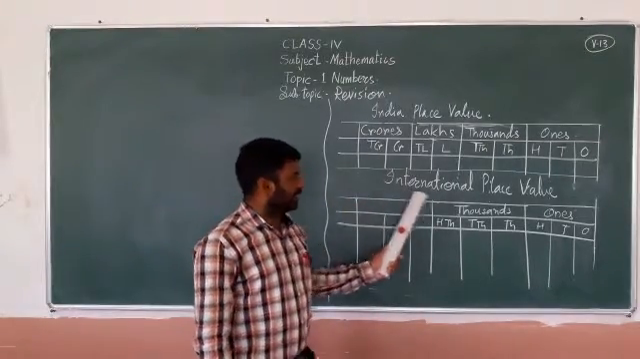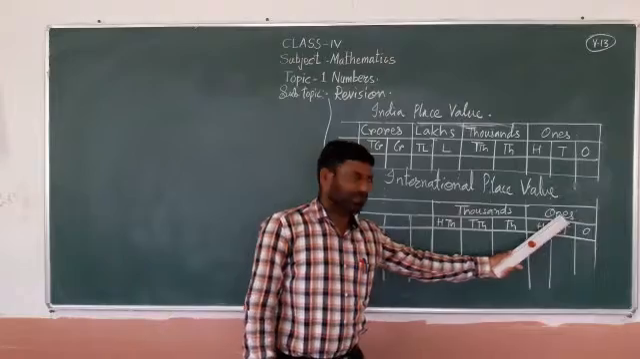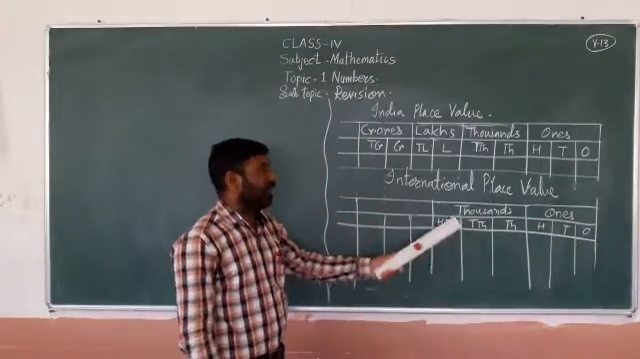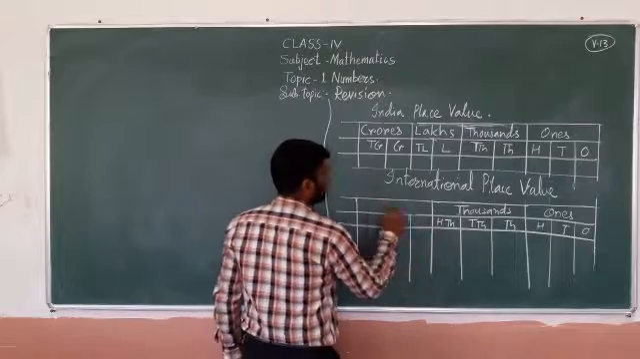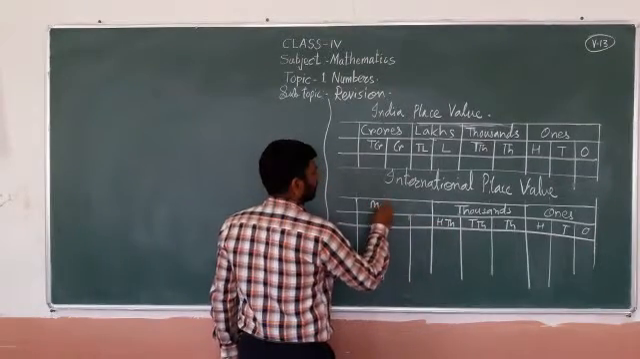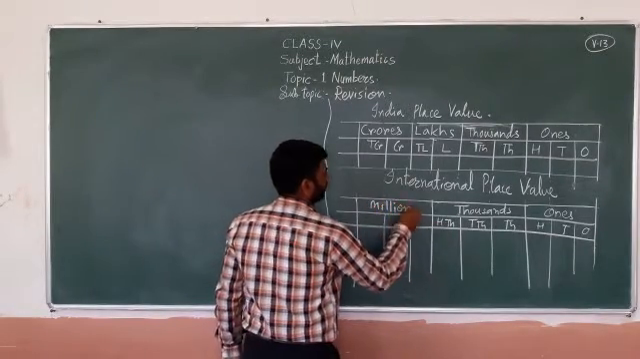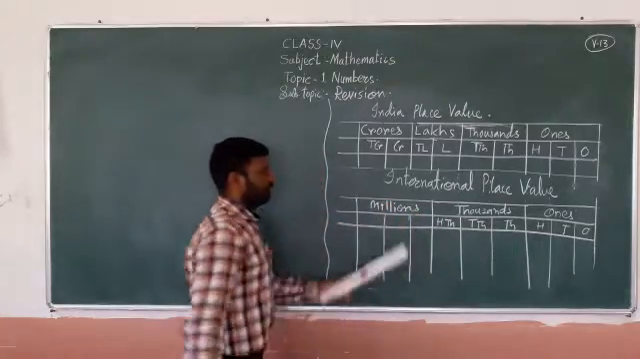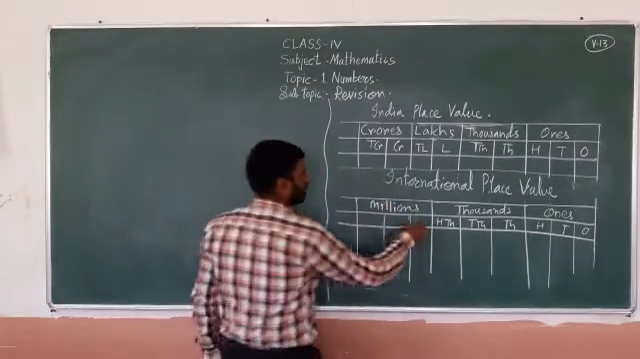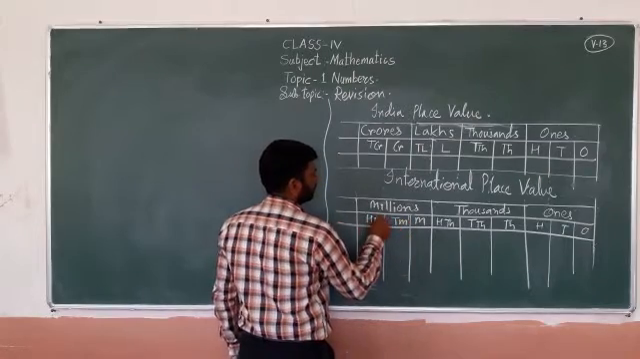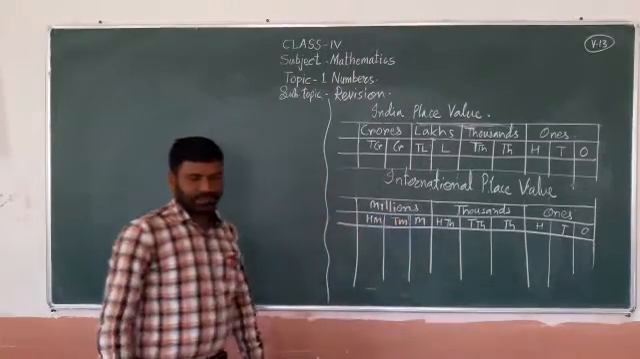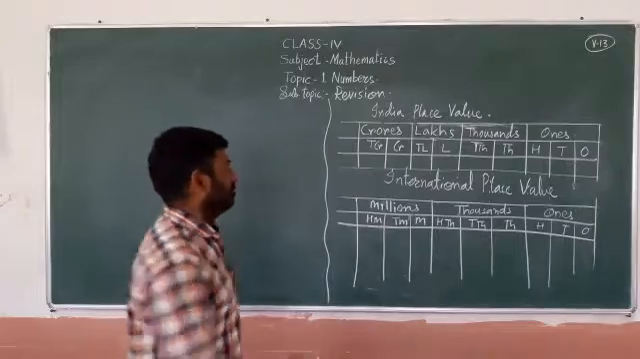Now, moving towards international place value: first period, ones period, second thousands period contains three places. Now, next is millions period. Millions period contains again three places, that is million, 10 million, 100 million. Understand? Now I will write one number.